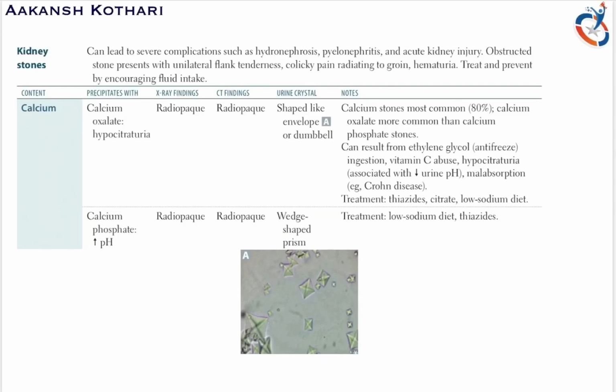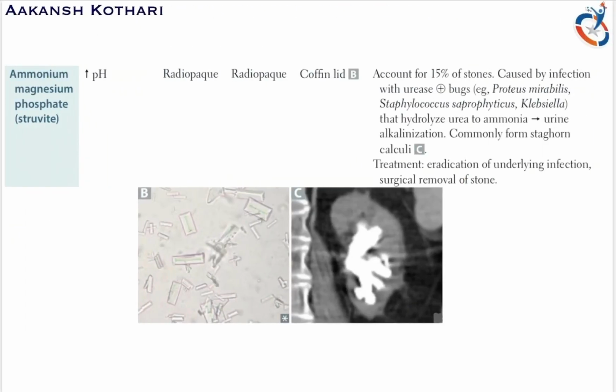Is it clear? Now let us talk about the second type of stone, which is the ammonium magnesium phosphate stone, which is also called the struvite stone. This occurs with an increase in the pH and is radio-opaque on X-ray and CT. You can look at this structure. It is radio-opaque. This is the struvite stone.